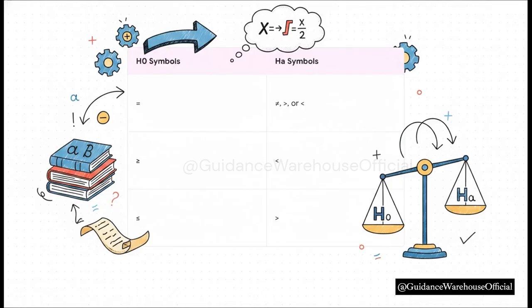Now, what's really interesting about these pairings is that they act as your ultimate rulebook. This right here is how you translate English into math. Look at how the symbols pair up. If the null hypothesis uses an equal to sign, the alternative uses not equal, greater than, or less than. If the null uses greater than or equal to, the alternative must be strictly less than. And if the null is less than or equal to, the alternative is strictly more than. See how that works? Together they cover literally every possibility.